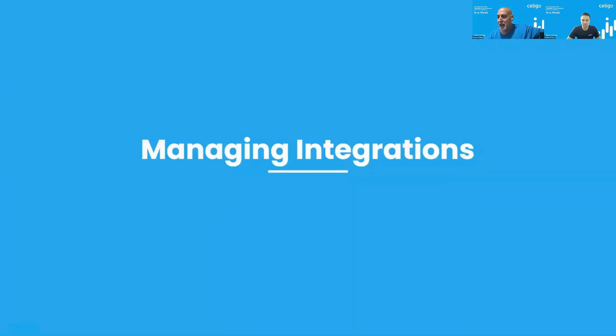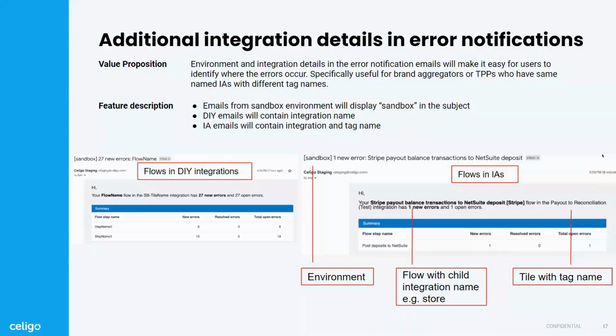We've made a significant enhancement to error management, and there's a new homepage view option that will make it much easier for people to manage and organize their integrations. So Adam, take it away. Let's show everybody. Great. Thanks, Dave. We have two features here. The first one is around additional integration details and error notifications. Everyone receives error notifications in some way, shape, or form between Sandbox, production environments, in your do-it-yourself flows, in your IA flows. We've tried to make it easier to identify exactly where the error is coming from.